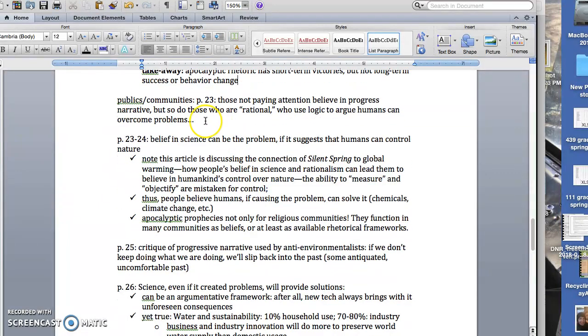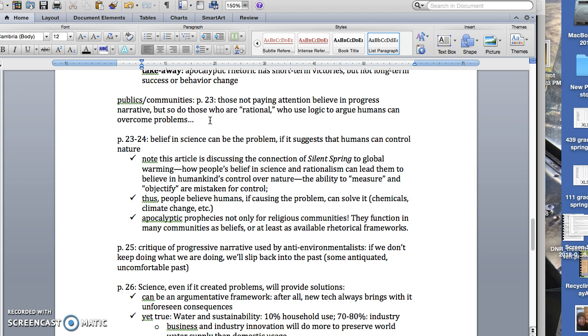All right. So what else is going on here on page 23? Here's a major takeaway. Those that are not paying attention to what's going on around them, the public's not paying attention, believe in the progress narrative. And really, it's our reliance on rationalism, that we're rational creatures who can use logic, because that can lead us to think again that science will save us, that we can use ourselves, that we're in control of everything. So sometimes I guess the takeaway here is you need something a little irrational, a little fear-based to point out that we can't always control the rational.